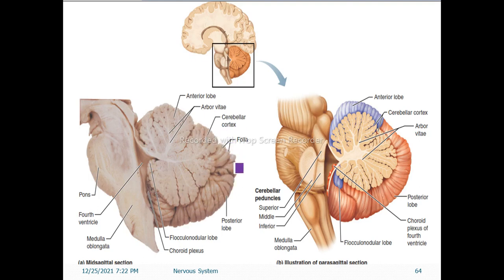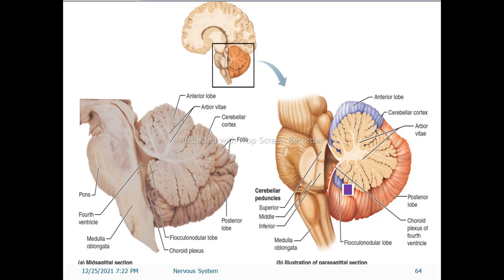This is known as folia. These tree-like branches or tree-like lines are known as arbor vitae. This is the anterior lobe. This is the posterior lobe. Each of these lines is known as arbor vitae. This one is the cerebral cortex. This is the anterior lobe. This one is the posterior lobe.